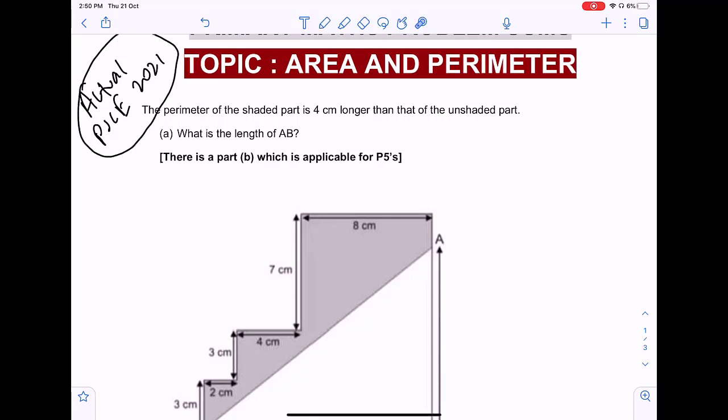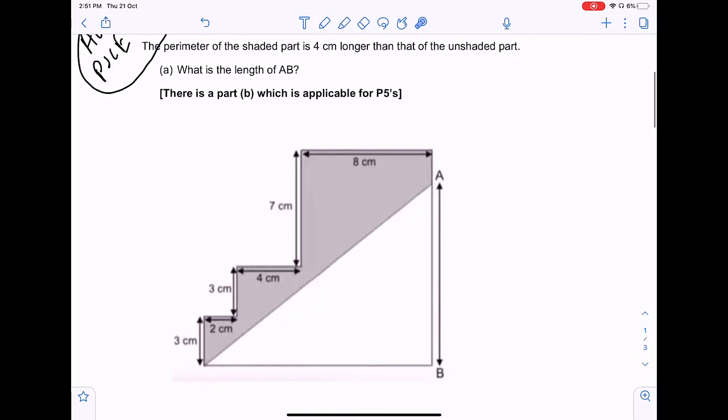Alright, so there's a part B, but because we are doing this video for our P4s as well, we have left the part B out. For part B, you need primary 5 knowledge, okay? Alright, so perimeter of the shaded part, 4 cm longer than the unshaded part. What is the length of AB?